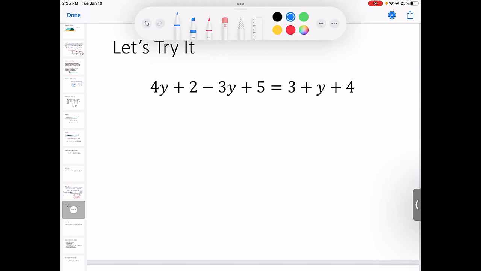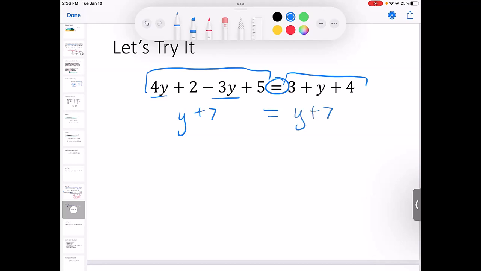All right, what did you guys get on this one? Raise your hand. Okay, so you simplified it by combining like terms, I'm assuming. So again, we've got two expressions and they're equal to each other. On the left expression, if I have 4y minus 3y, that's going to give me 1y. And if I have 2 plus 5, that's going to give me 7. And then on this side, I get y plus 7 as well.